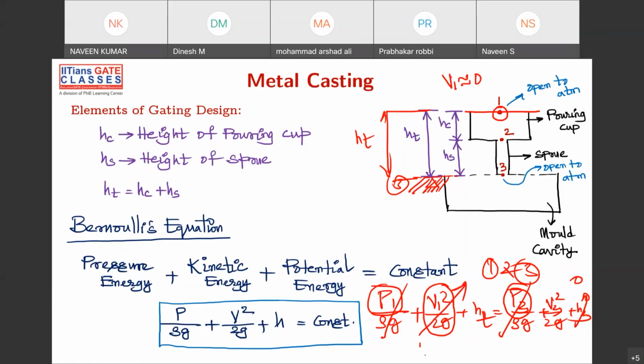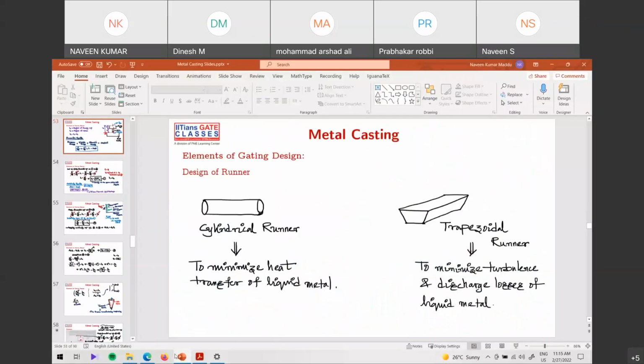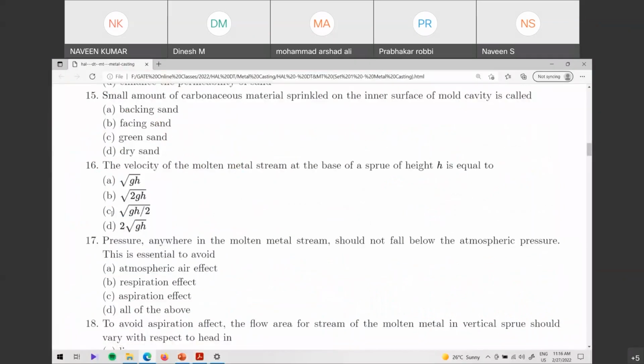So what is left? ht is equal to V3 square by 2g. So V3, the velocity at the bottom of the sprue, is under root 2g ht. Is it clear? That is the reason the answer in this question is under root 2gh.